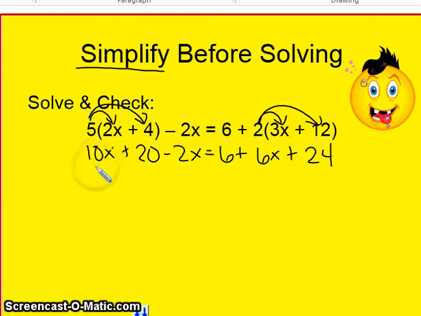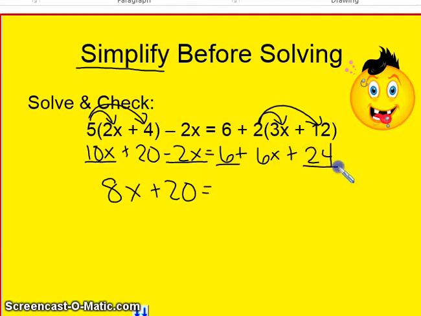Now notice that on my left side here I have 10x and negative 2x, and those are like terms because they have the same variables to the same power. So I can combine 10x minus 2x is 8x. And then I've still got that plus 20 there. On the right side, I have 6, which is a constant, and 24, which is a constant. So I can combine those. I still have my 6x, and 6 plus 24 is a positive 30.